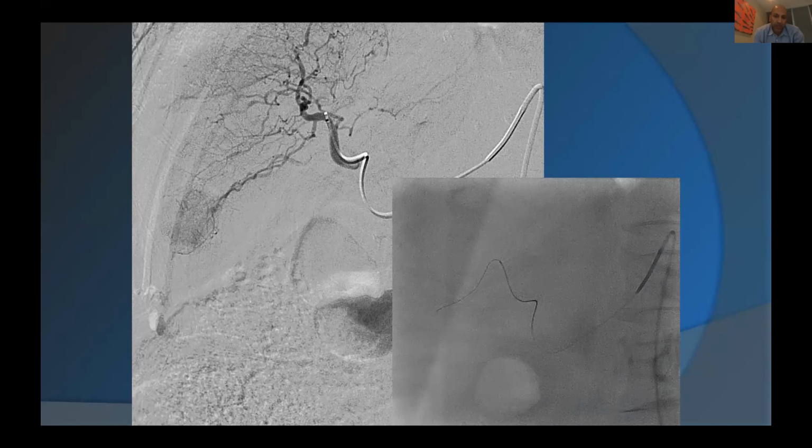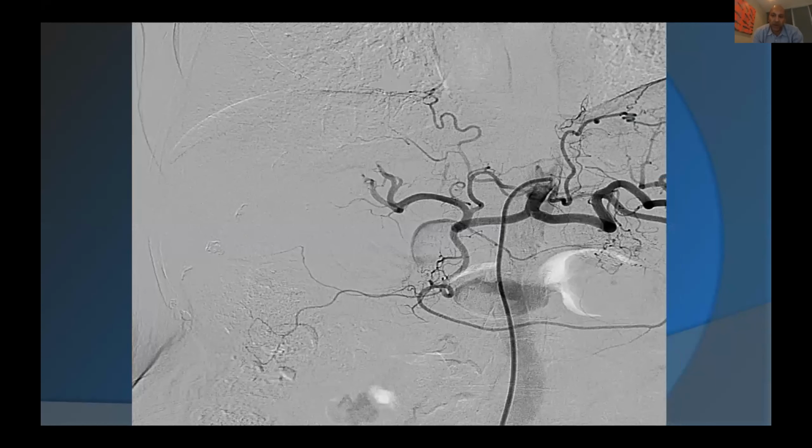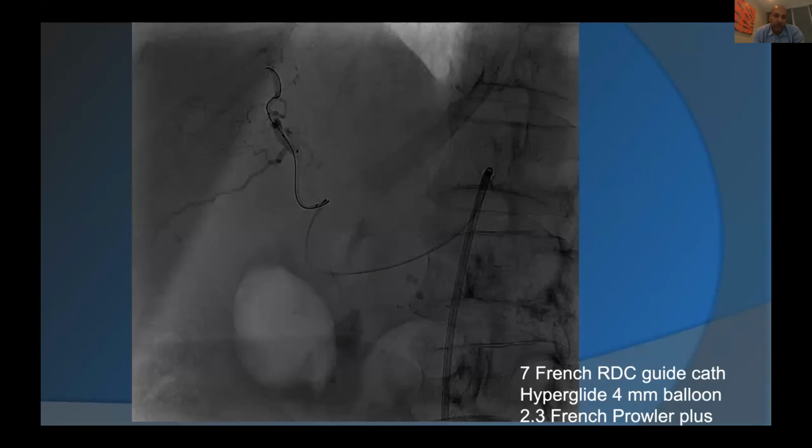So when we brought this patient back, we knew we couldn't do a selective catheterization here, and we didn't want to treat the whole right hepatic lobe. We put a 7 French RDC guide cath in the celiac artery. And then we put 2 microcatheters side by side through the guide cath, parallel to each other. So you'll see one has the wire in it into the right hepatic artery, and that has a 4 millimeter balloon. And then we have the microcatheter, which is proximal to it, just at the origin of our takeoff vessel.